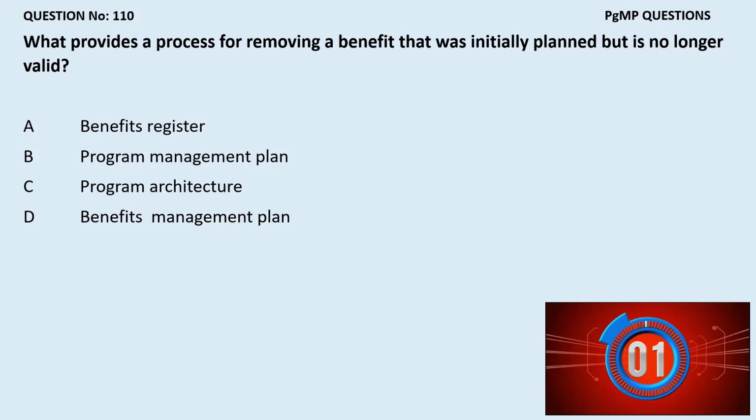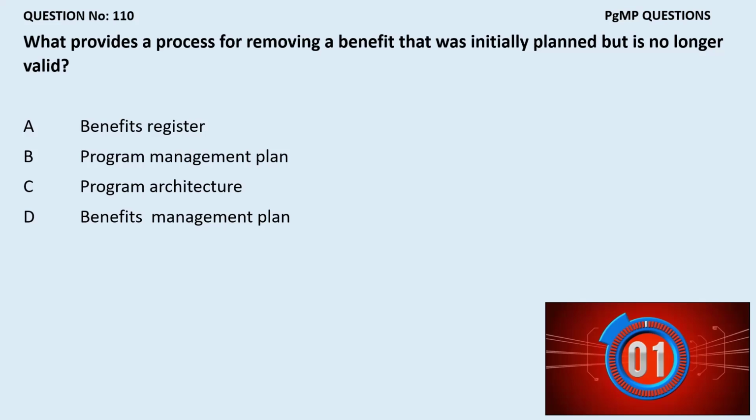Program management plan, you gave four options. It's simple. What provides a process for removing a benefit that was initially planned but is no longer valid? Benefits management plan. The program management plan is a very big thing. It covers a lot of things. It has benefits. I was looking at it because the program management plan has the change documents in there. That's why I picked that one. A program management plan has everything, I fully agree. But in this particular question, we have to look for the keyword of benefits. Whenever the word benefit comes, be more inclined towards the benefits management plan.